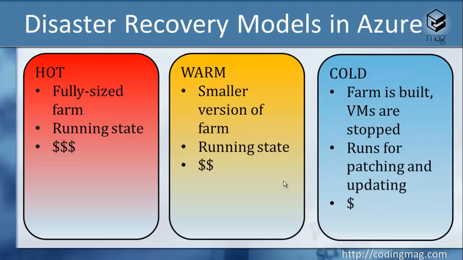And the last model is the cold model. You build your farm, but you just stop your VMs, so you are no longer charged, and you just turn them on for patching and updating your farm. So this is the cheapest option, and I would prefer an option like that. And I think most of the companies that are interested in a disaster recovery model can choose either the cold or warm option.